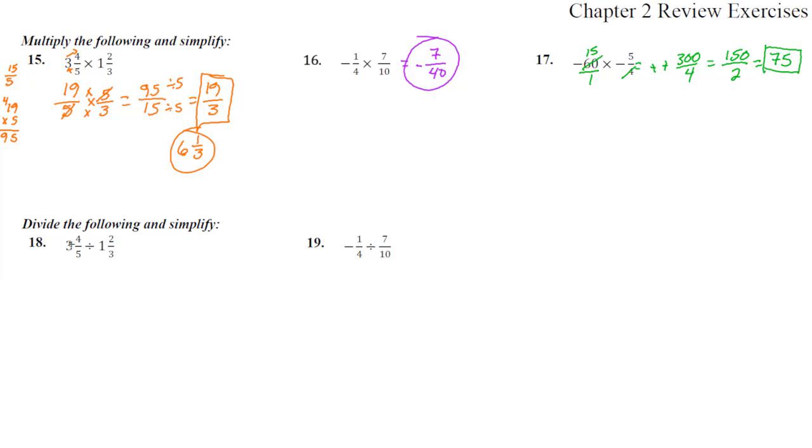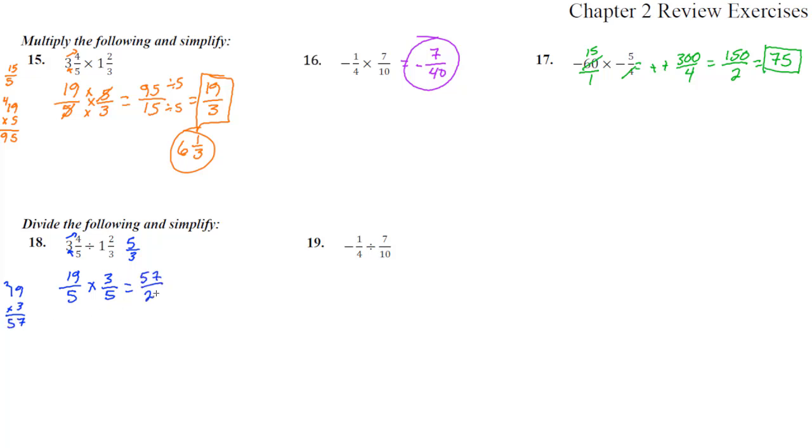Okay, number 18. We're dividing, which is going to be the same rules as multiplication. We're going to flip that guy when we get there. So again, we take and multiply and add, and so we get 19 fifths times, I better do this one. Let me see. 3 times 1 is 3, plus 2 is 5, so that's 5 thirds. So we're going to multiply by 3 fifths. So we get 19 times 3. 3 times 9 is 27, carry the 2. 3 times 1 is 3, plus 2 is 5.